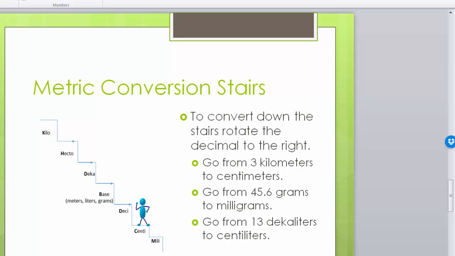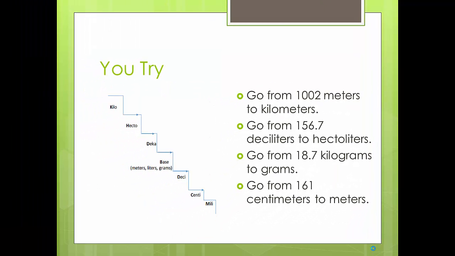Let's give you a chance to try some on your own. So here I've given you the conversion stair chart to your left, and to your right I have 4 problems for you to try on your own. So go ahead and pause the video, try converting each one into the proper place, and then when you're done, unpause the video and we'll go over each one and see if you got it right. Pause the video now.